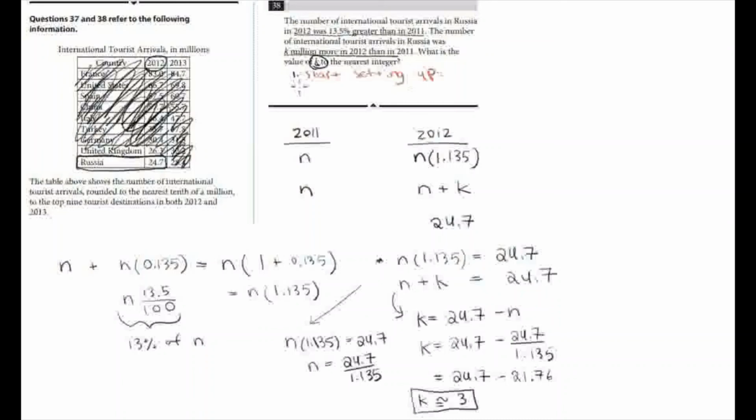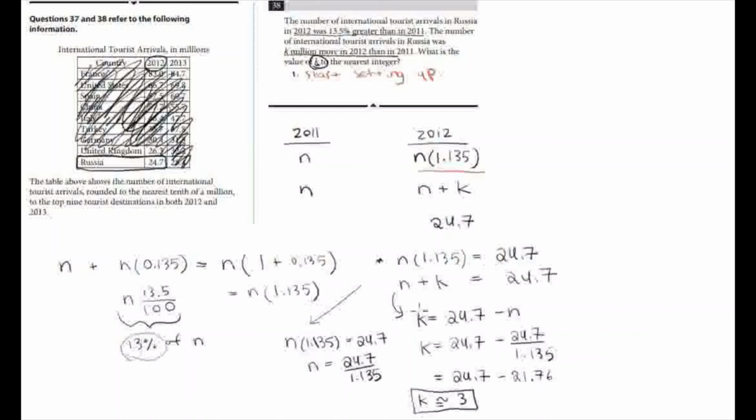Another thing to note here is percentages. If we want a 13.5% increase, that's multiplying by 1.135. For this reason, n plus n times 0.135 is the same as n times 1.135, which gives us a 13.5% increase.